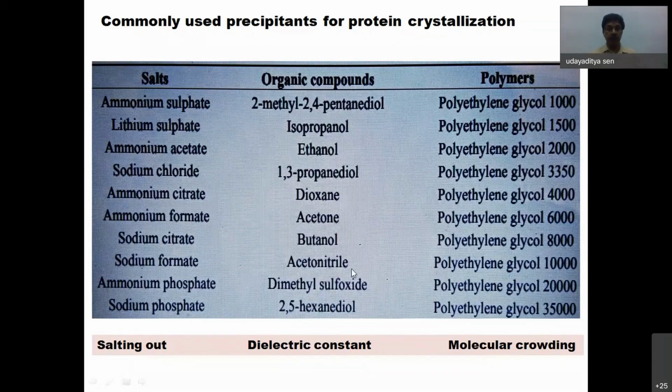There are some organic compounds we also use, like ethanol, isopropanol, butanol, dioxane. But mostly what they do, they change the dielectric constant of the crystallization solution, but they don't act as a salting out agent over here. The third candidate is polyethylene glycol. They are very large macromolecules, but unlike protein, they don't have any compact structure. So in solution, they are randomly oriented and take a huge volume. So they act as macromolecular crowding, and the protein molecules are being deprived of solution, so they are separated in the form of crystal.